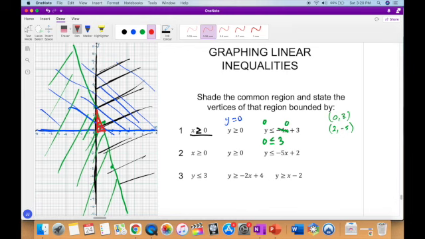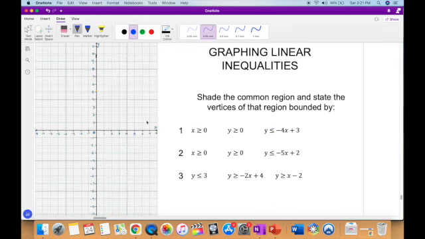So what you find is that that little triangle there is common to all three. So what does that mean? That means that if you have a point that is inside that little triangle, that point will be true for all of the inequalities here. If you have a point that is inside this region, you notice this region is shared by these two. So that point will be true for these two, but it wouldn't be true for this one.